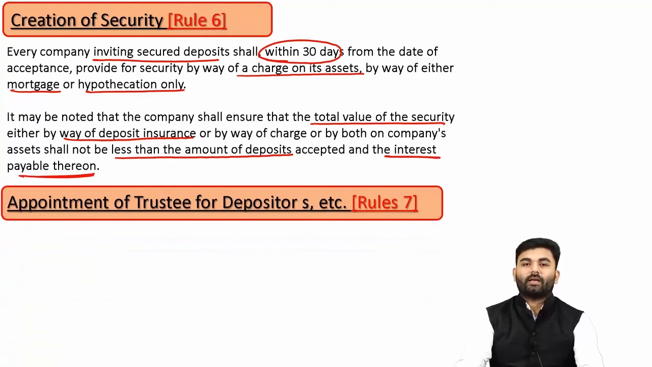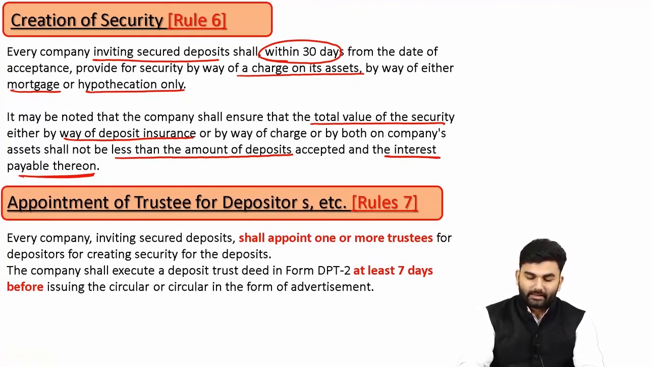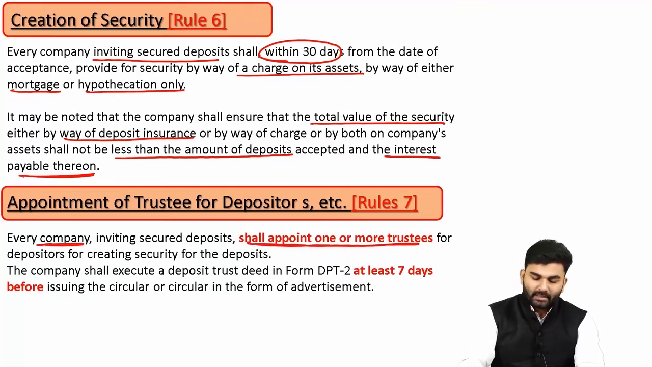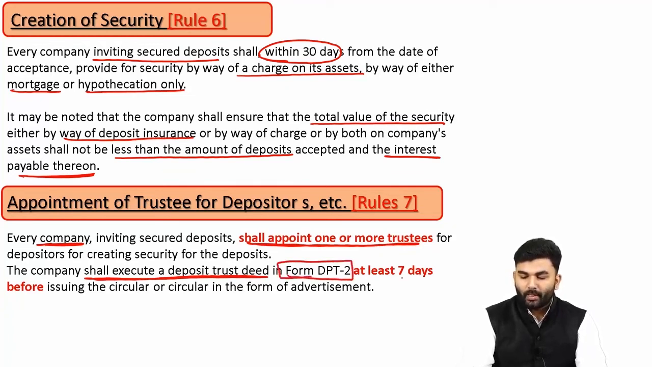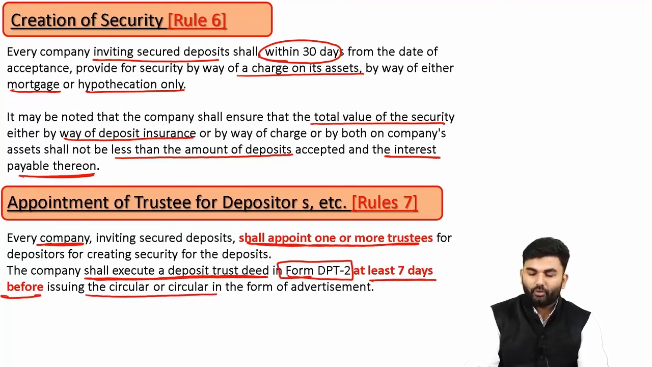The next rule is about appointment of trustees for depositors. Whenever a company is going to accept a secured deposit, then in that case the company shall appoint one or more trustees for the depositors. Yes, the company shall execute a deposit trust deed in a form called DPT-2 at least 7 days before issuing the circular.